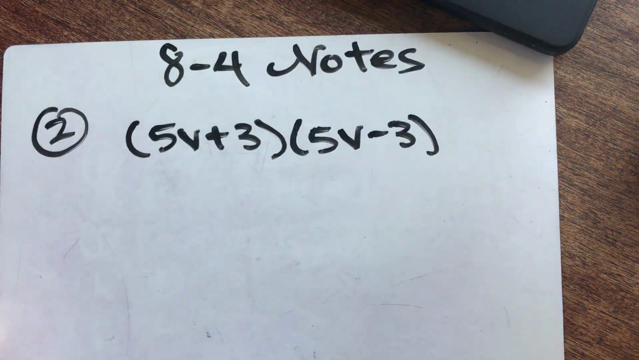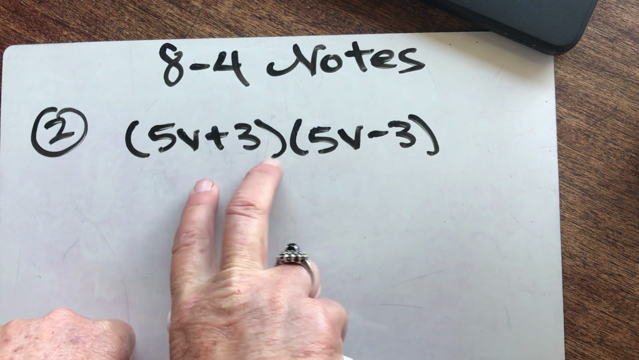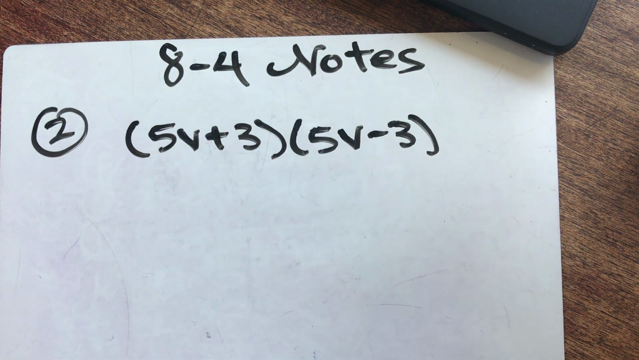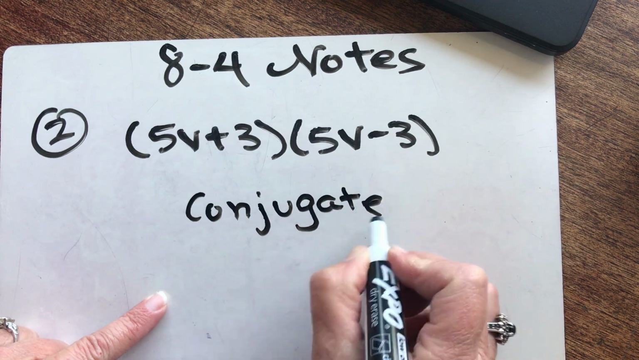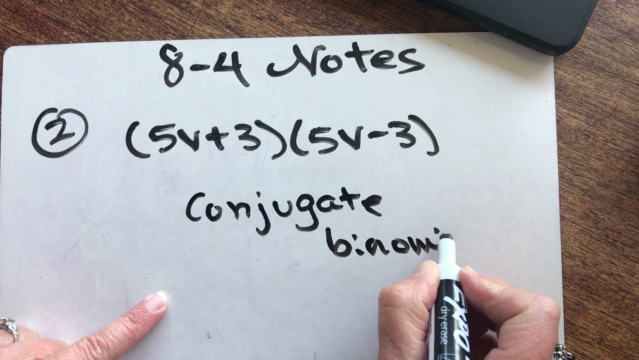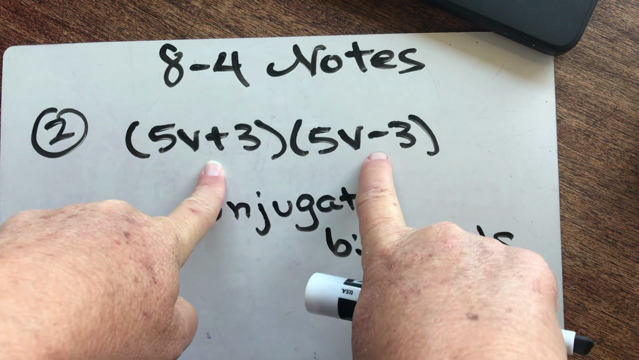Let's go back to question number 2. First of all, we do not have the same binomial twice. They look similar, but they have different signs. When you have binomials that look like this, we call them conjugate binomials. What does that mean, Mrs. Miller? That's a funky word. It is. Conjugate binomials just basically means, I'm going to give you the same junk, different signs.